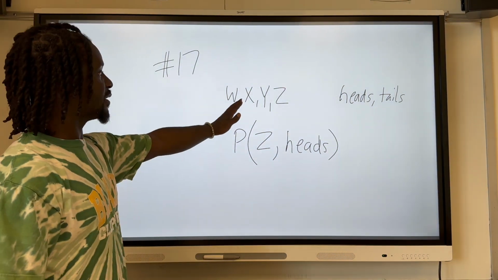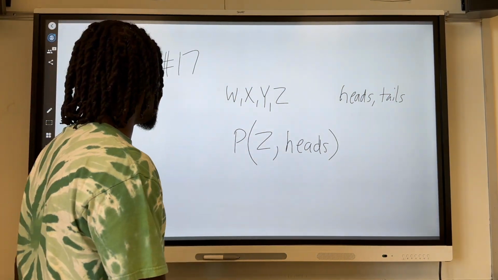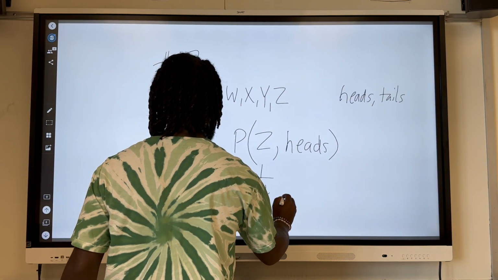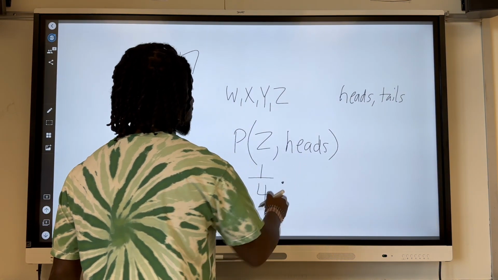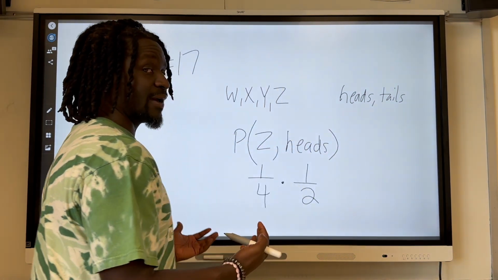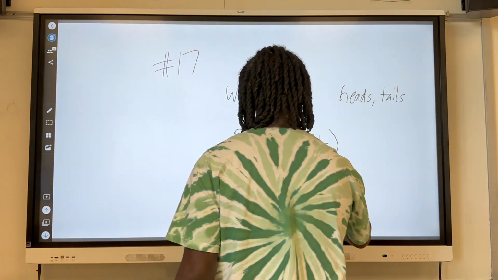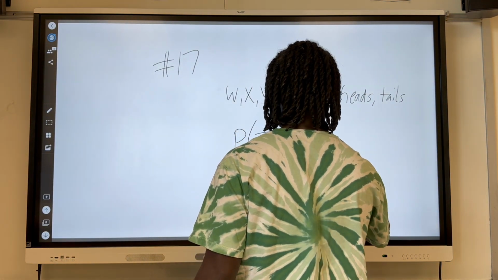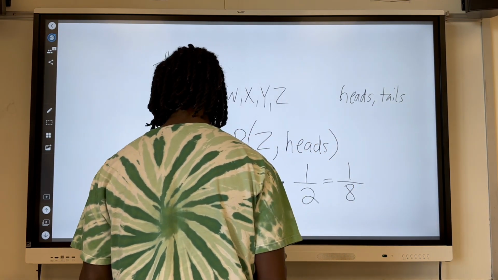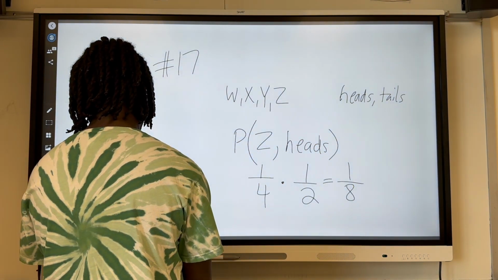Well, the probability of spinning a Z is 1 out of 4, so it's 1/4, times the probability of getting heads, which is 1 out of 2. Then all I have to do is multiply this, and 1/4 times 1/2 is 1/8. And so that is my answer there, 1/8.